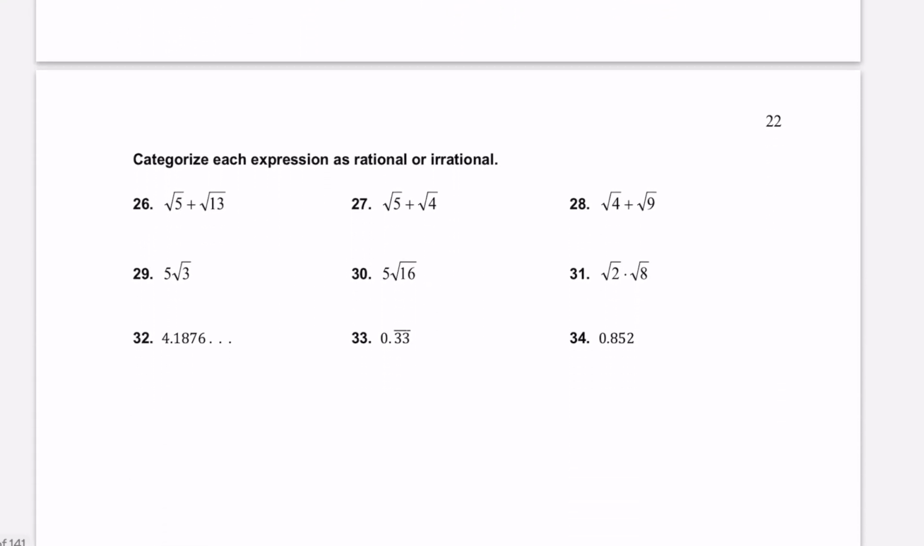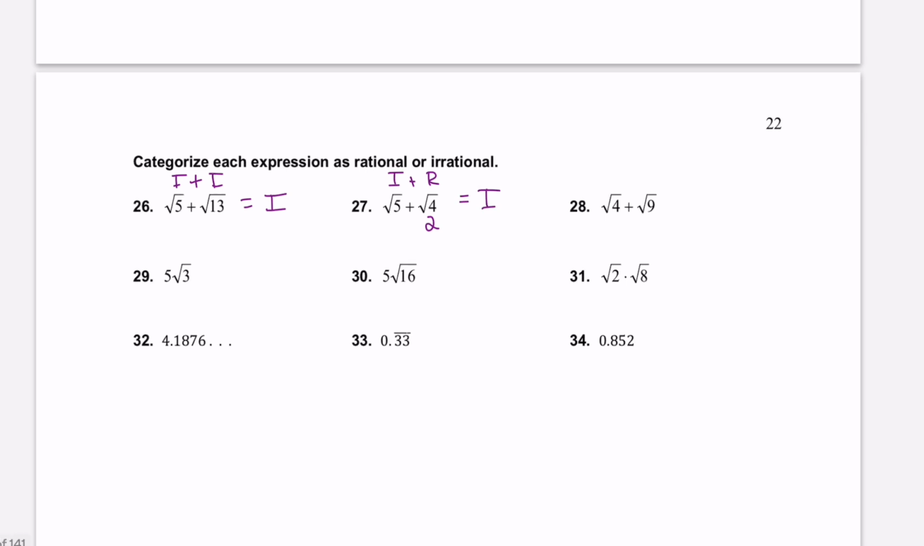So we're going to categorize each expression as rational or irrational. Here we have an irrational number plus an irrational number, and altogether that would equal an irrational number. Square root of 5 is irrational. Square root of 4 is equal to 2, which is a rational number. And if I add those together, I'm going to get an irrational number. Square root of 4 is 2. This is a rational number. Square root of 9 is 3. This is a rational number. And so I have to get a rational number out of that.